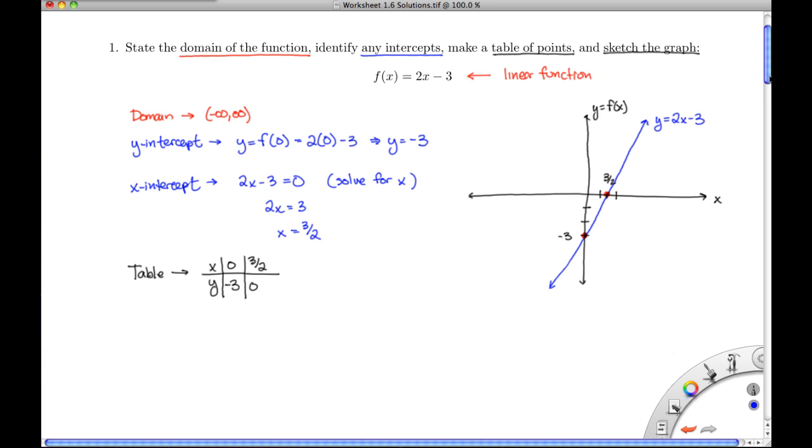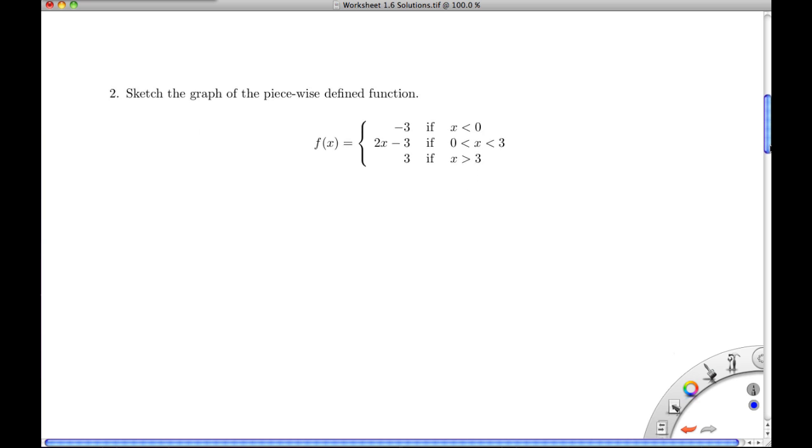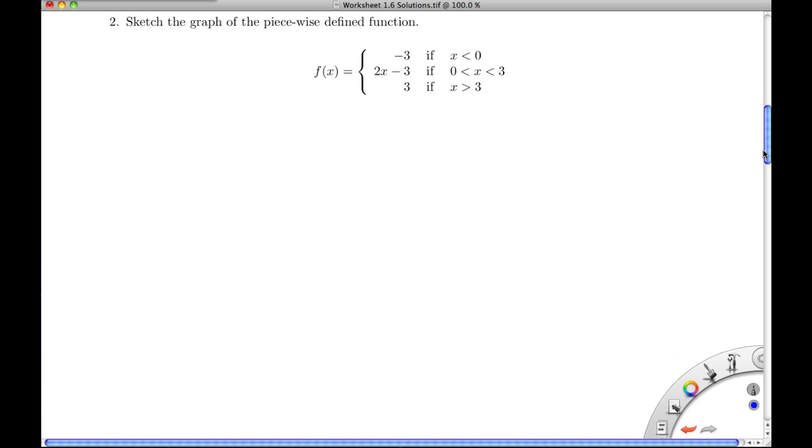Okay, so for number 2, we have a piecewise defined function that we're asked to graph. Again, we want to keep in mind that piecewise defined functions have that multiple personality type of thing going on, so we're going to probably see 3 distinct parts of this curve that we need to put together. So I'm going to treat them as such.